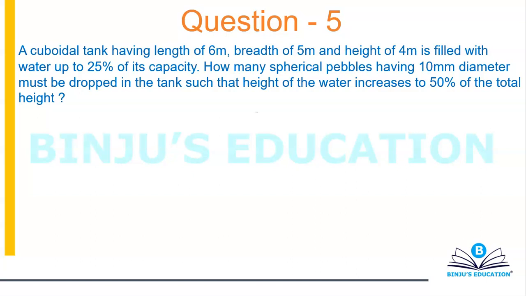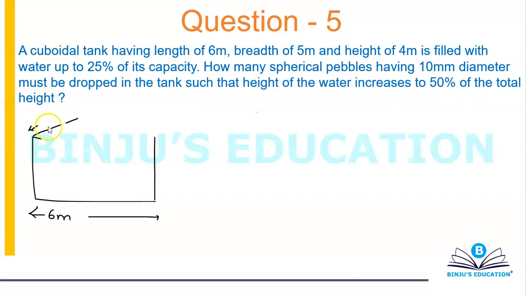So we have a cuboidal tank. So I'm going to draw the front view of this. And it has a length of 6. And it's going to have a breadth also. So let's just say this would be the breadth, which is 5. And we're going to have a height which is given to us as 4.